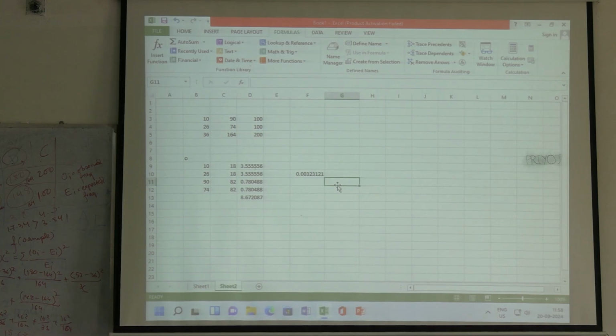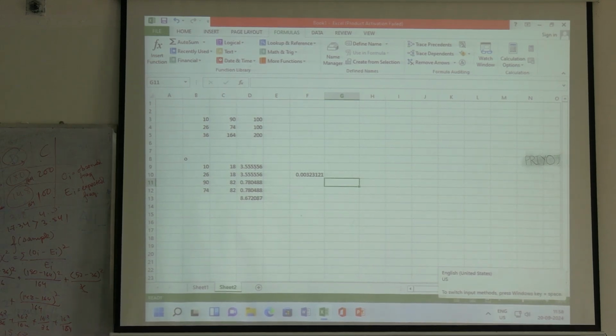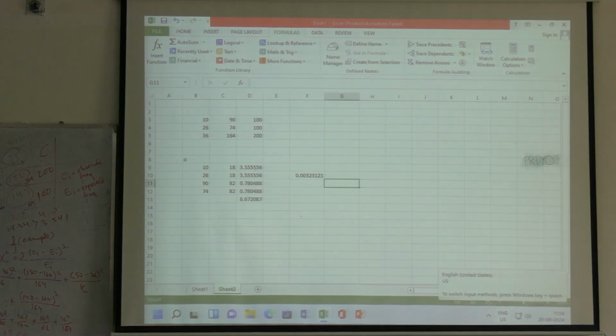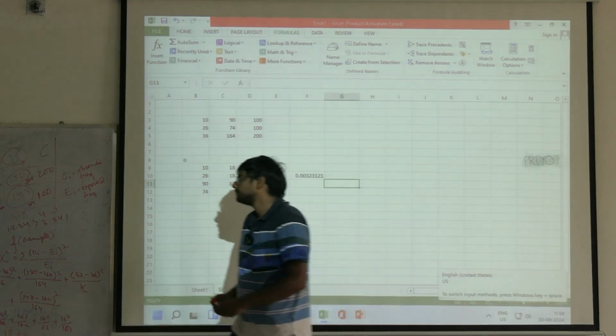Understood? So everyone is used to doing these tests, like know how to do, what to see. Good. This is the p value, this is the chi-square value. This is the p value, this is the chi-square value. Understood?